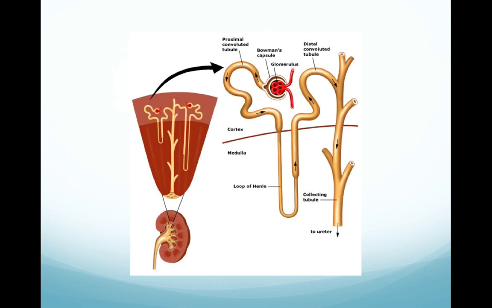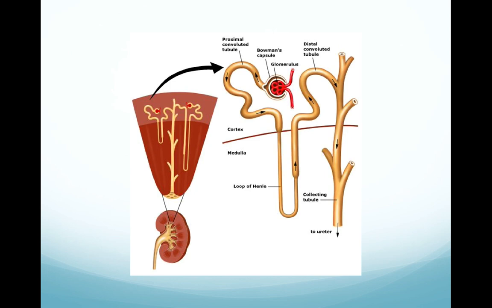Microscopically, each kidney is made up of over 1 million tiny tubules that are called nephrons. So the functional unit of the kidney is the nephron. The nephrons are what make urine. Most of the nephrons are located in both the cortex and the medulla, so they cross through both of those sections. And the nephrons are made up of several parts.